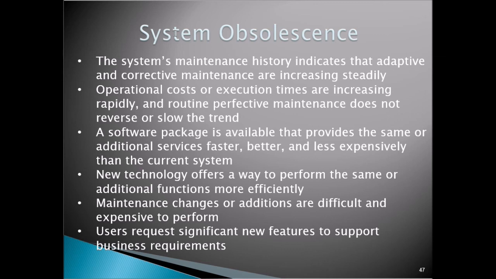Operational costs or execution times are increasing rapidly, or routine perfective maintenance does not reverse or slow the trend. So sometimes the software just gets too old and it gets too hard to manage. And sometimes, if you have competitors and they're using better software than you, it gives them a competitive advantage. So it has to do with efficiency, difficult changes, competitive advantage, and user requests and user happiness with the system is an important consideration as well. Once you start seeing these signs, that's an indication of system obsolescence.